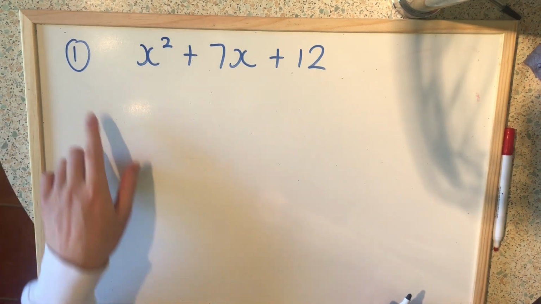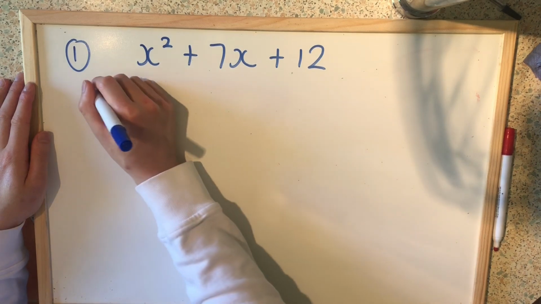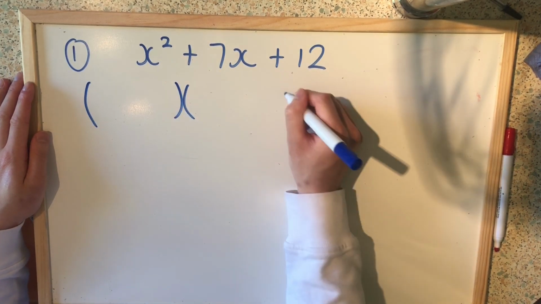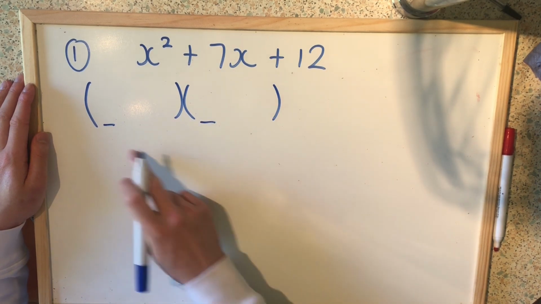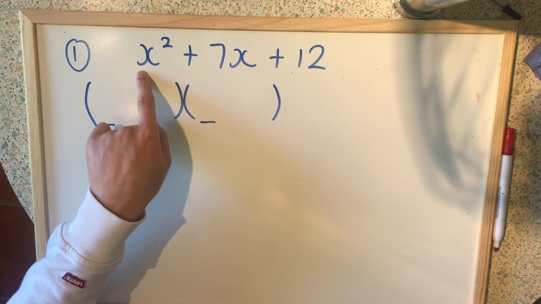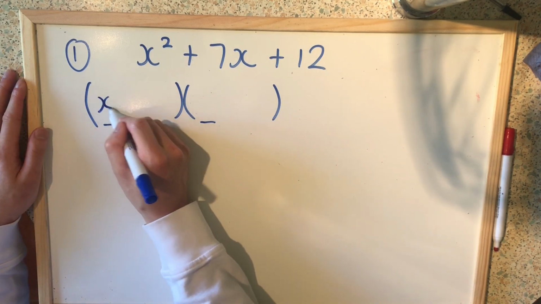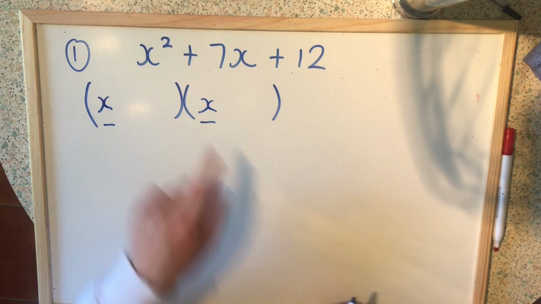Okay, so we've got question 1, x squared plus 7x plus 12. I know it'll be a double brackets because it's a quadratic. And I want this bit here and this bit here to multiply together to give me my x squared. So that's got to be x there and x here. So x times x gets me x squared.